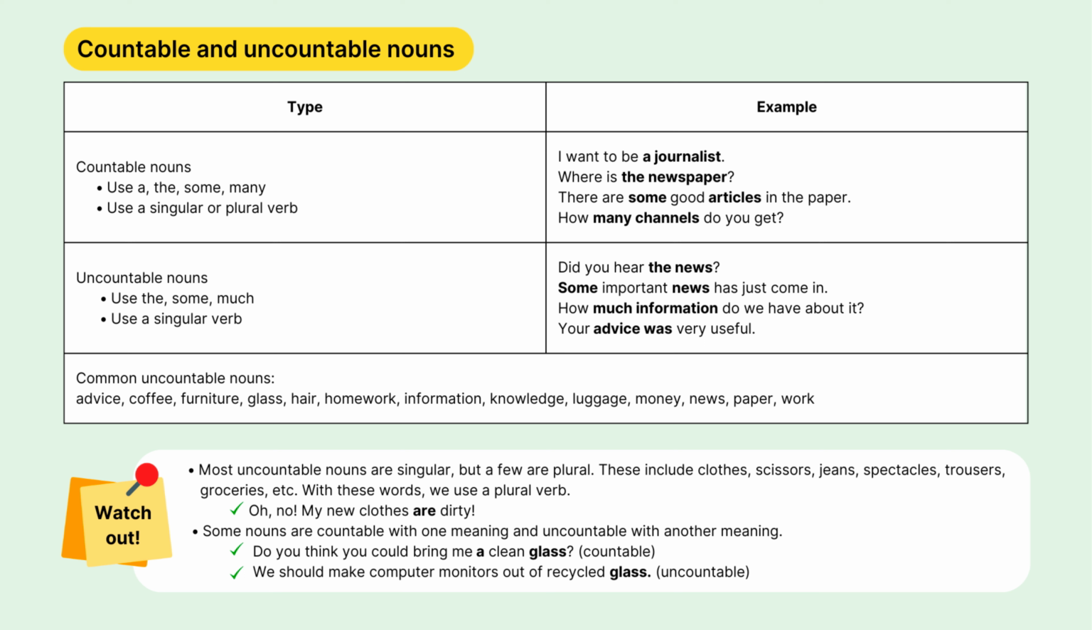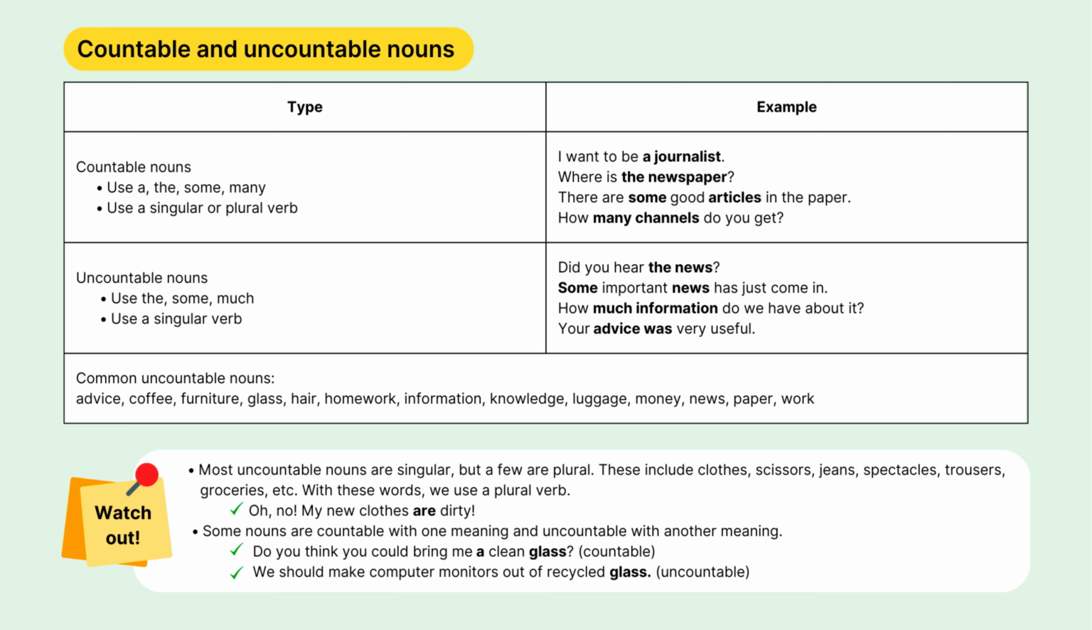Countable and uncountable nouns. Countable nouns use a, the, some, many, and use a singular or plural verb. Example: I want to be a journalist. Where is the newspaper? There are some good articles in the paper. How many channels do you get?